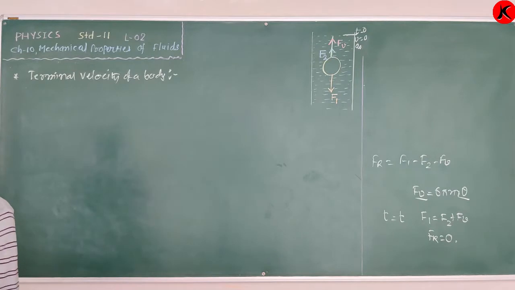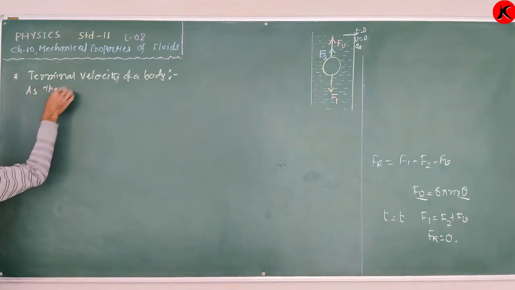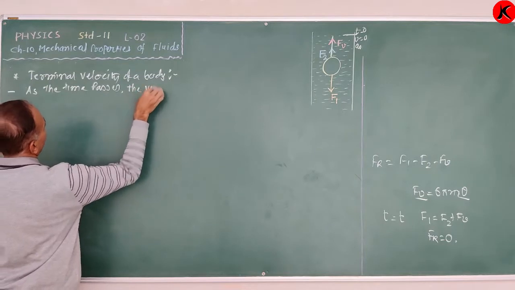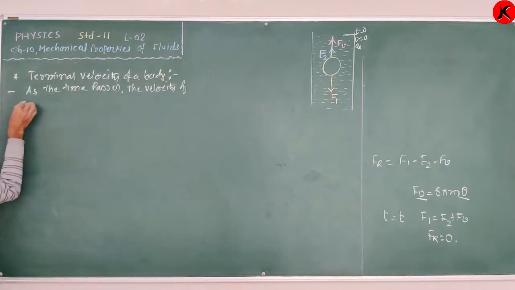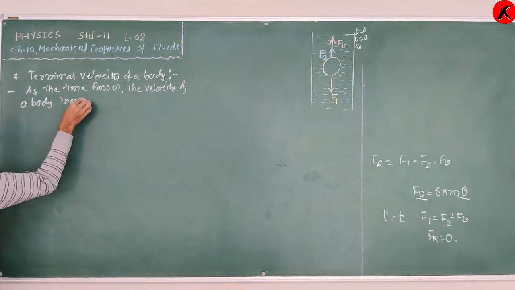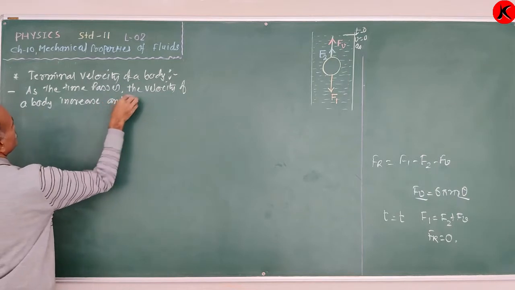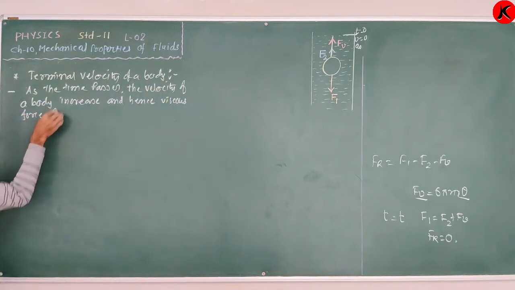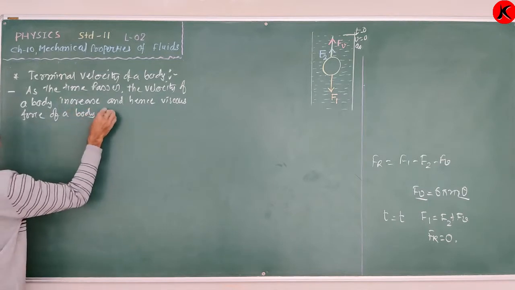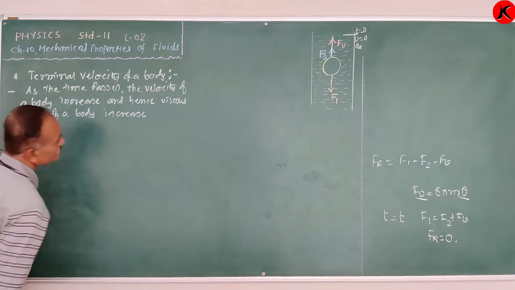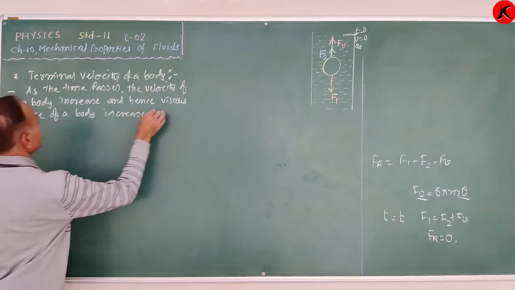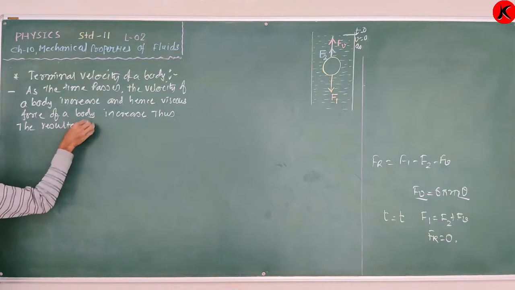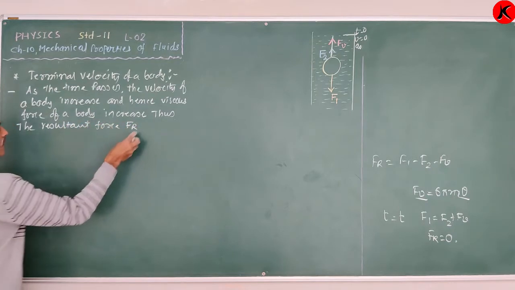So we are going to enter this. As time passes, the velocity or speed of the body increases, and hence the viscous force on the body increases. Thus, the resultant force Fr decreases.